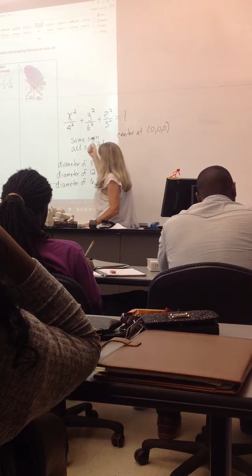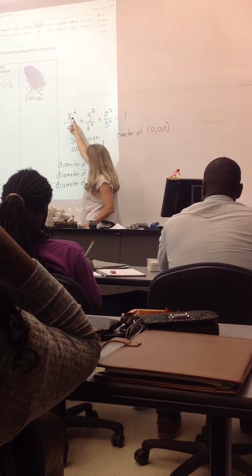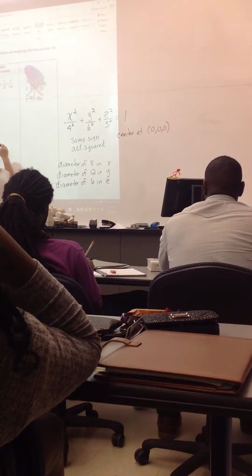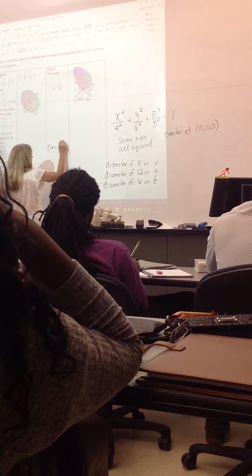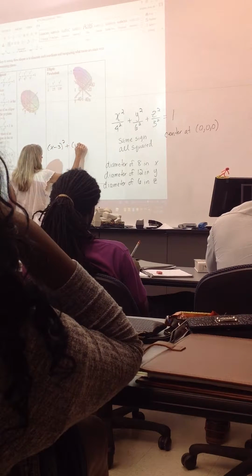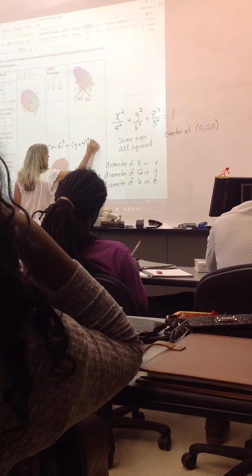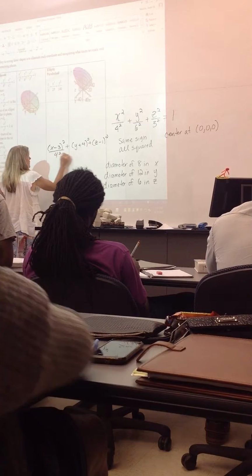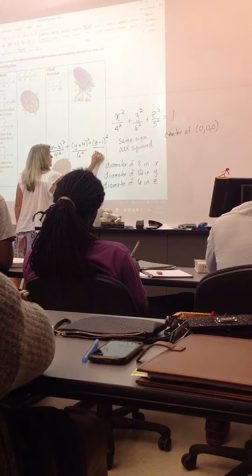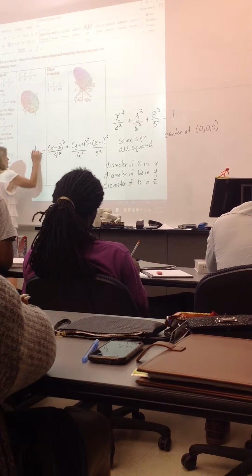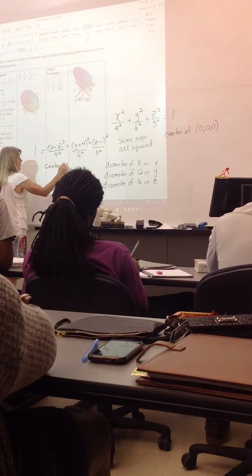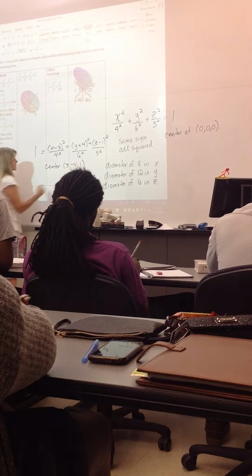Like with spheres, if I don't have a center at the origin, you'll see it in the terms here. So for example, if my center was at (3, -4, 1), the equation would look like this. Okay, so this one has a center at (3, -4, 1).